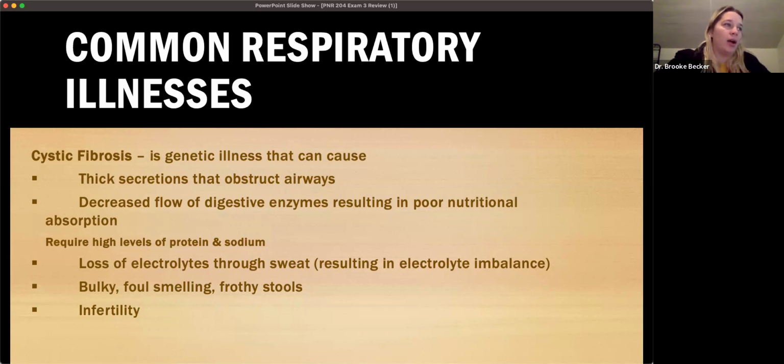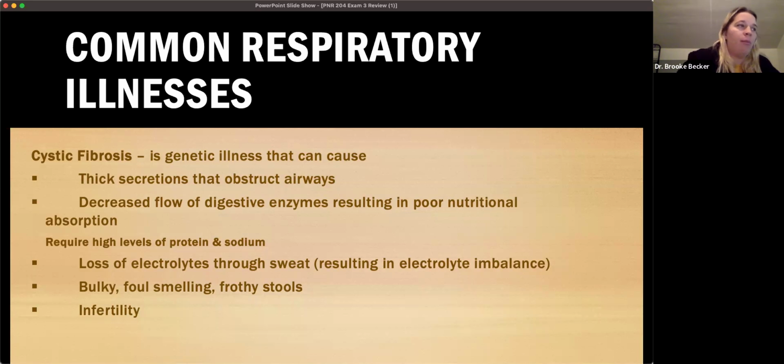So these kids require high levels of protein and sodium because they're at risk for nutritional deficiencies. They also need pancreatic enzymes when they eat, so that they can absorb the fat appropriately. They lose their electrolytes through sweat, so they're commonly in electrolyte imbalance, like hyponatremia. That's why they need a lot of sodium to replace their losses.